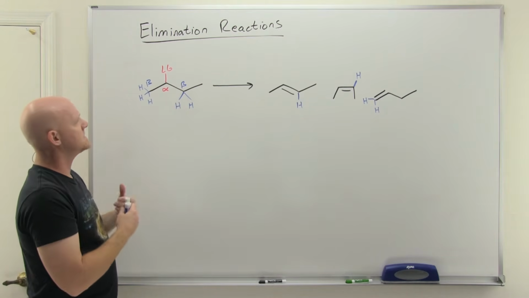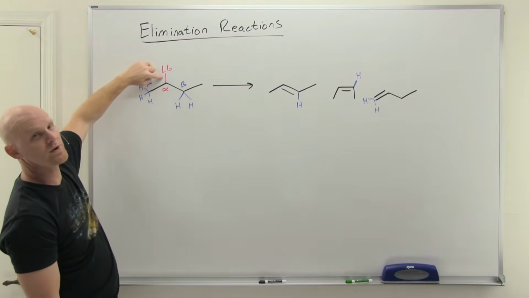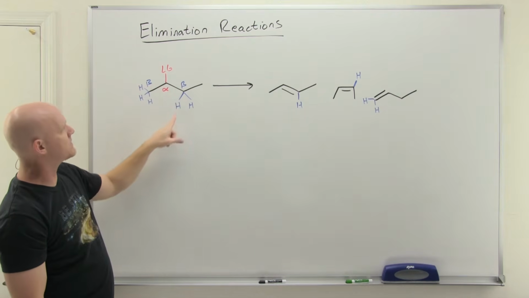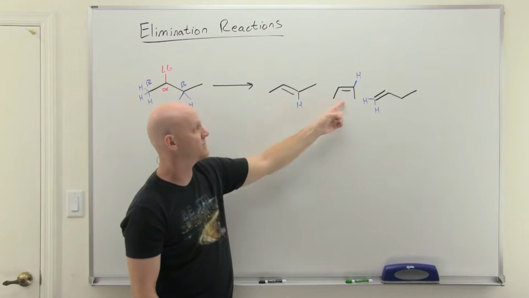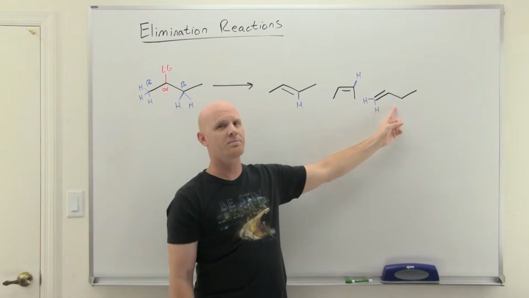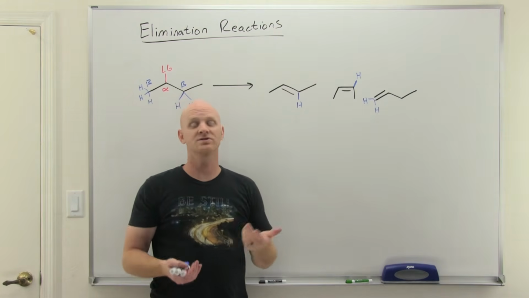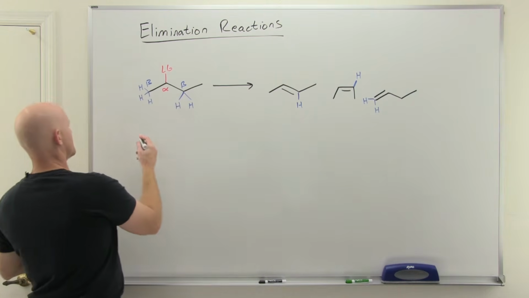But in this case, in elimination, we're going to lose 2 sigma bonds and make 1 new pi bond. We're definitely always going to lose the leaving group. And then maybe we lose one of these 2 hydrogens to make one of these 2 products, or maybe we lose one of these 3 hydrogens to make the product on the far right. And what determines which we form as the major product is what's called Zaytsev's rule. So let's put that up on the board here.